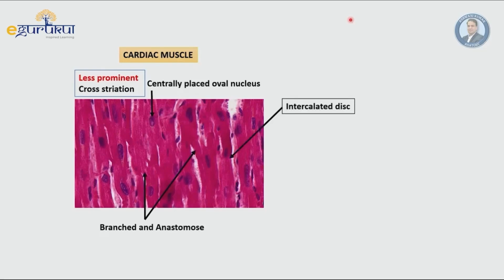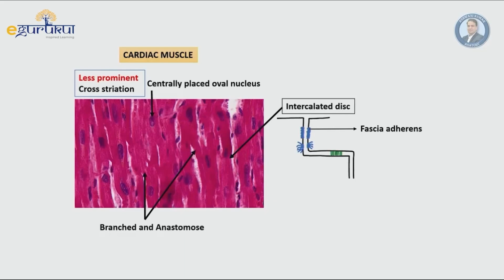That is the intercalated disc. If I tell you a bit more about the intercalated disc, a question asked is what type of junctional complexes are present in the intercalated disc. So let's say this one schematic picture here showing you that. Now we have fascia adherens, the presence of fascia adherens. Fascia adherens is just like the zona adherens we discussed.